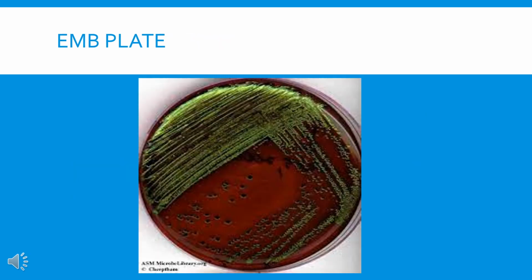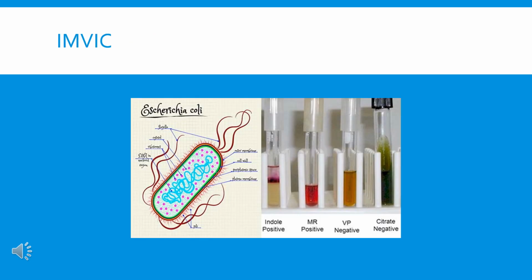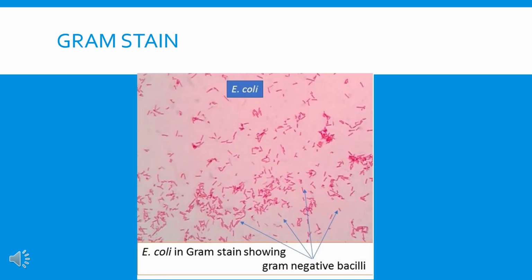Now in here you can see in your EMB plate, your colonies would be black with green metallic sheen. Okay, so this is very distinct for your E. coli. Now for your IMVIC, as I assume that you have memorized already, the IMVIC result of your E. coli would be indole positive, methyl red positive, your Voges-Proskauer and your citrate as negative.